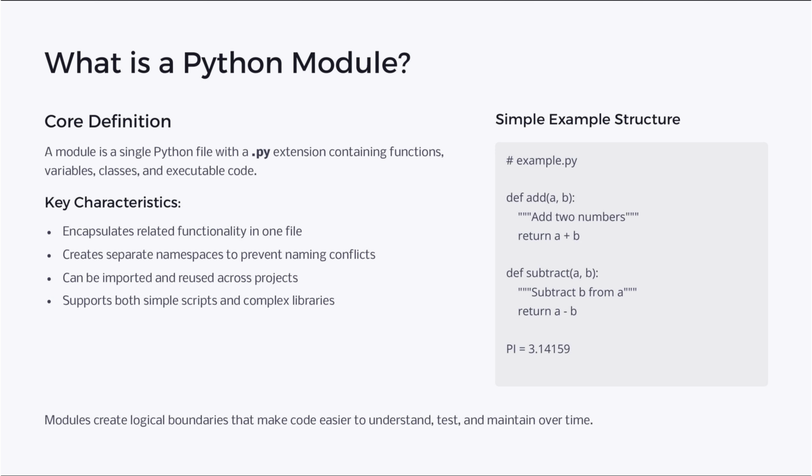A Python module is a .py file encapsulating functions, variables, and classes, creating separate namespaces to avoid naming conflicts. It can be imported and reused, supporting both simple scripts and complex libraries. For instance, example.py defines functions like add(a, b) and subtract(a, b), demonstrating modular programming's logical boundaries and maintainability.